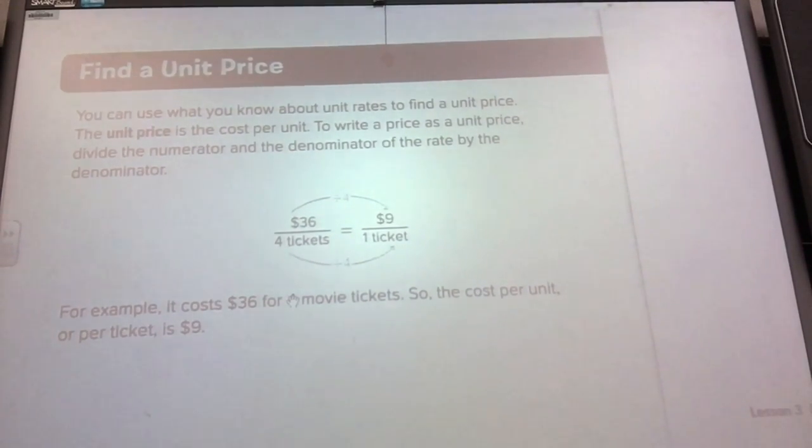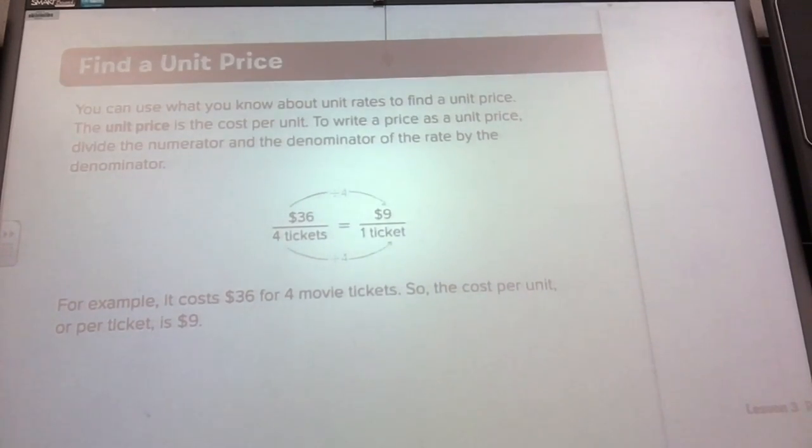So what they tell us is you can use what you know about unit rates to find the unit price. The unit price is a cost per unit. To write a price as a unit price, you divide the numerator and denominator by the rate of the denominator.